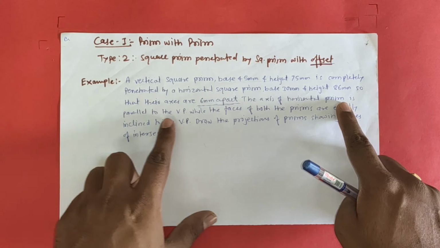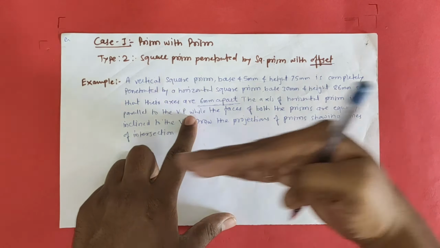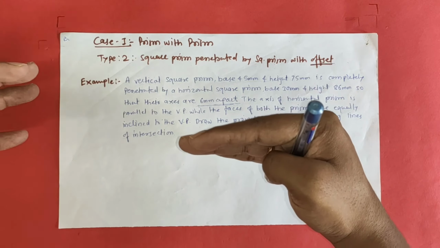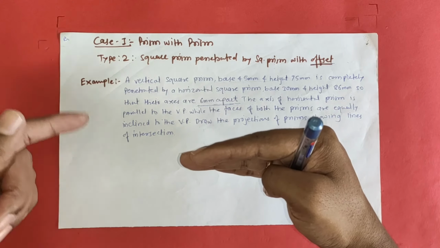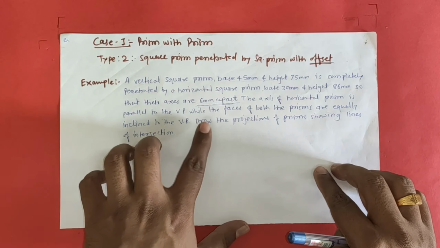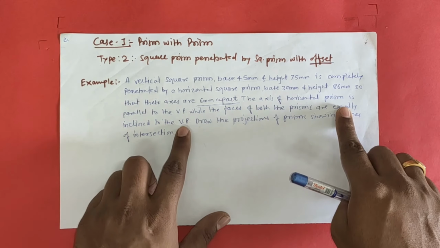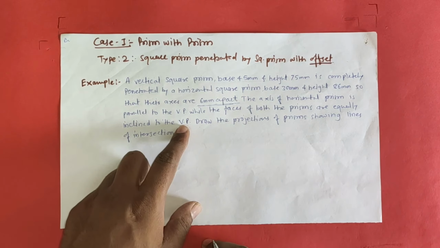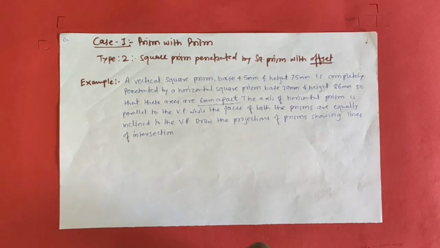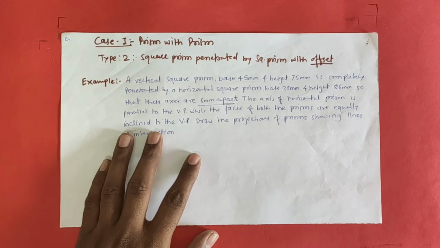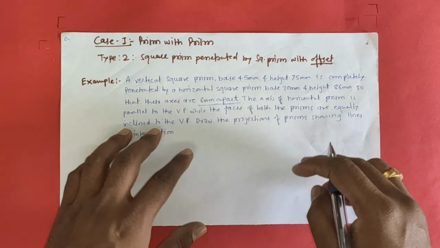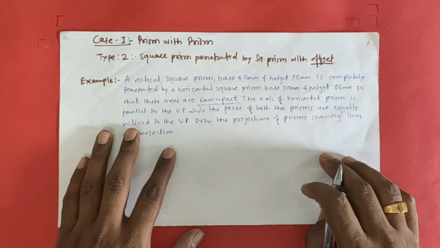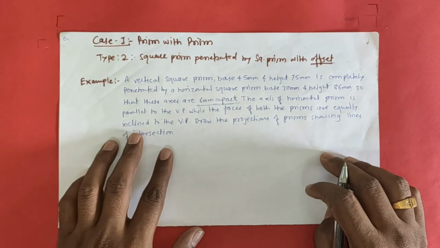The axis of the horizontal prism is parallel to VP. So in the side view you will see a square shape, that is the base of the horizontal prism. While the faces of both the prisms are equally inclined to VP. Faces equally inclined to VP means in the top view you will see the equally inclined to VP shape for the vertical prism, and also in the side view you will see the equally inclined to VP shape of the second solid.